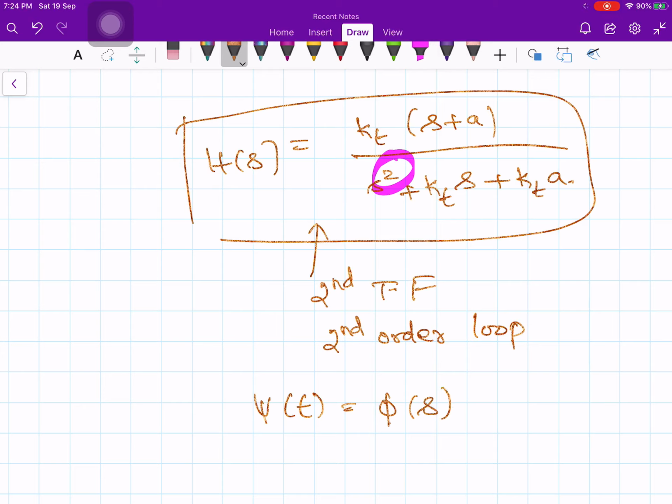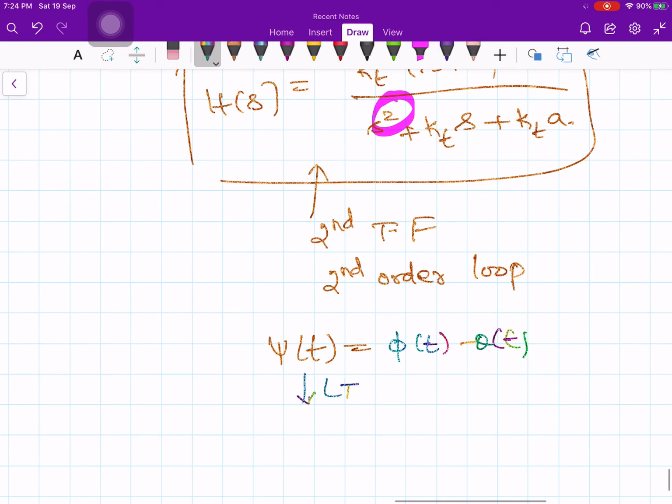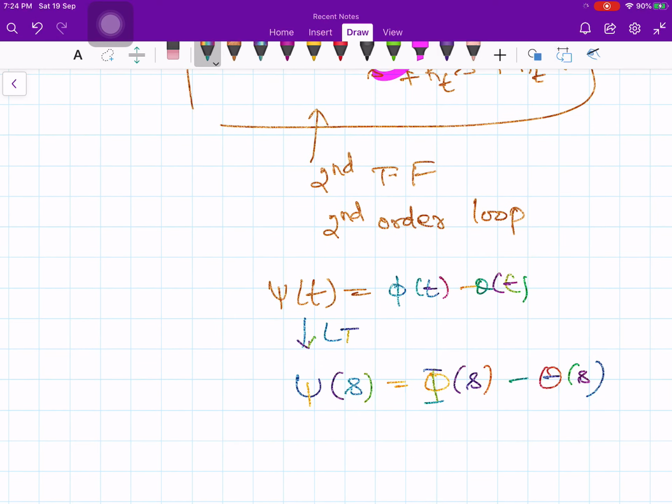In the time domain, your phase error psi of t is equal to phi of t minus theta of t. Take the Laplace transform. If you take the Laplace transform, psi of s is equal to phi of s minus theta of s. Now I want to consider the transfer function between psi of s and the input phi of s. That will become 1 minus h of s.